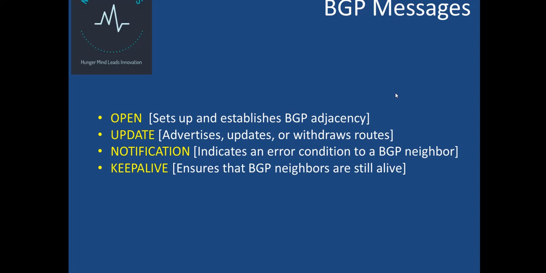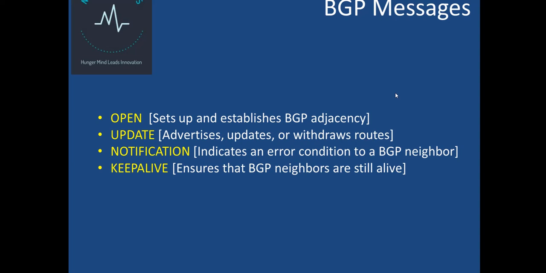So what are they going to exchange? Whatever data they exchange is carried by BGP messages. There are four messages: open, update, notification, and finally keepalive. The open message is used when the neighborship is trying to establish for the first time, to build the BGP adjacency.